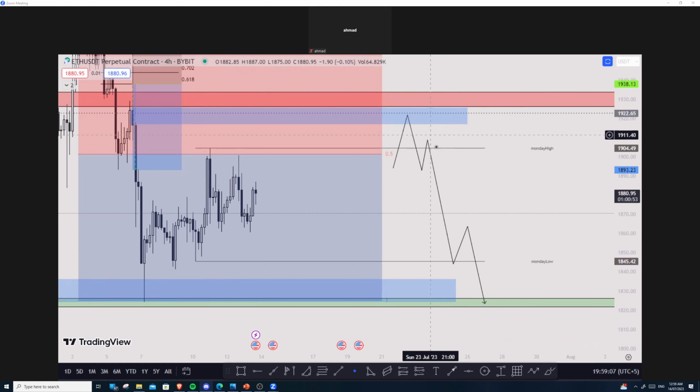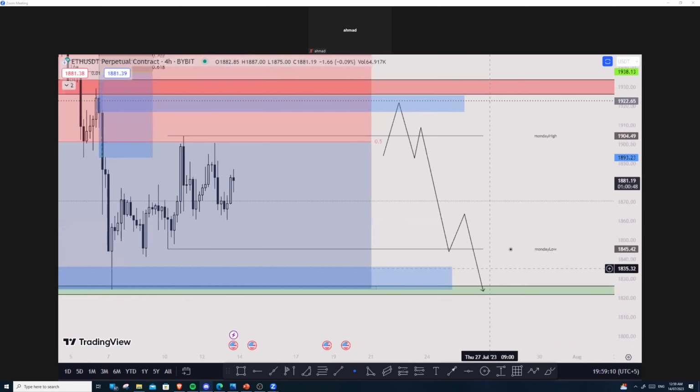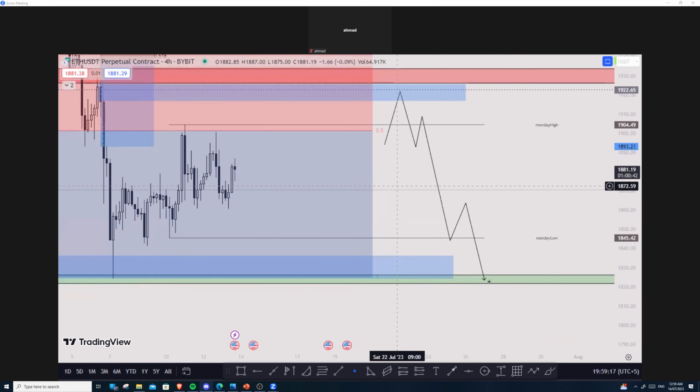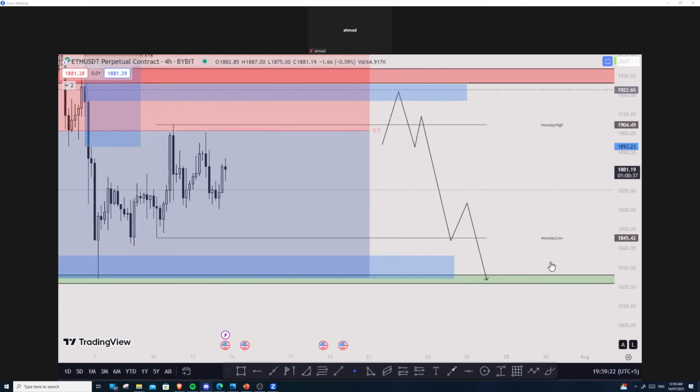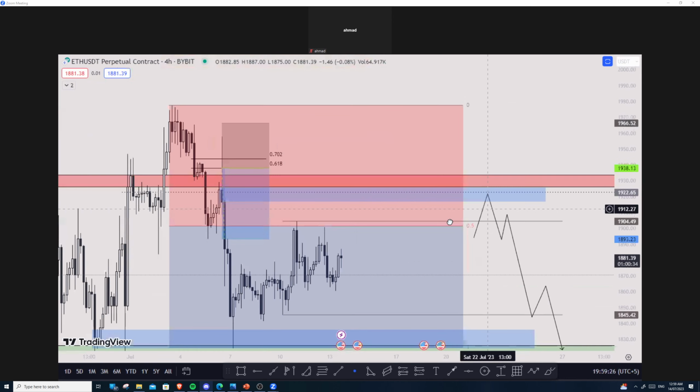We look for a break of structure and enter on the lower time frame, and then we target that lower liquidity, the 1845 region, for the next 2-3 days or the next week, and then we get good support from this 1823 level that is marked as a support region. So these are pretty much the levels.